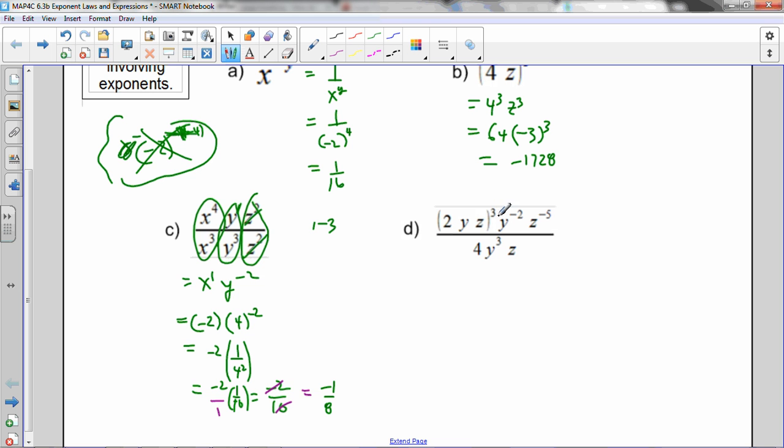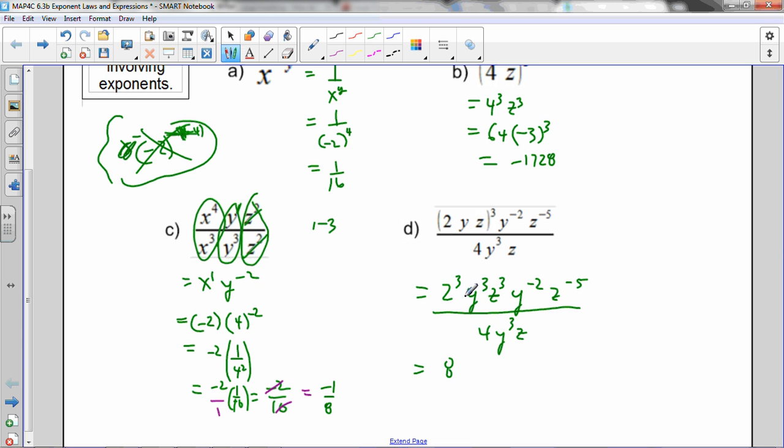Similarly here, there's lots of stuff to do. I see this first bracket, the 3 applies to everything inside the bracket. That's 2 cubed, y cubed, and z cubed. The y has got a -2 on it, the z has got a -5 on it, and there's lots of work to do here. But if I'm patient, maybe some stuff will become simpler, right? Instead of starting to reach for the calculator, let's do a little work here. This maybe I'll evaluate. 2 cubed is 8.